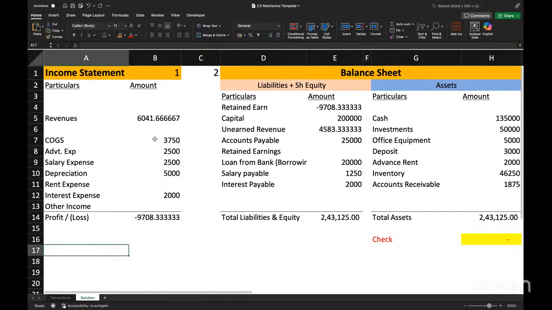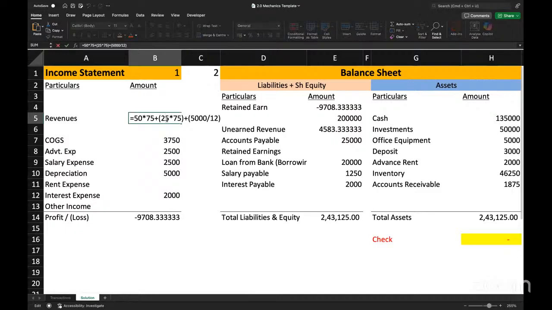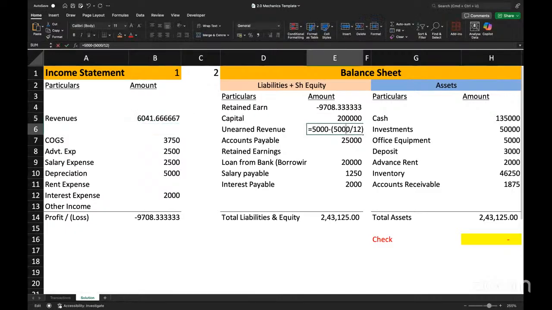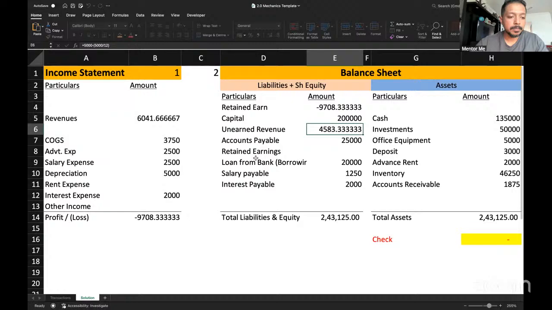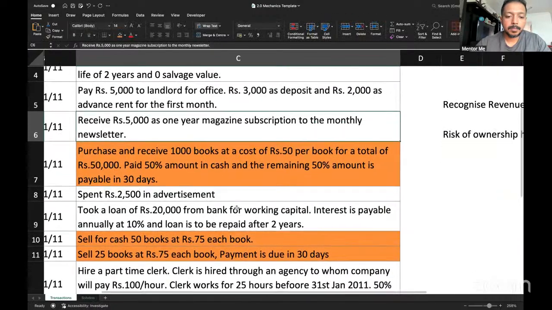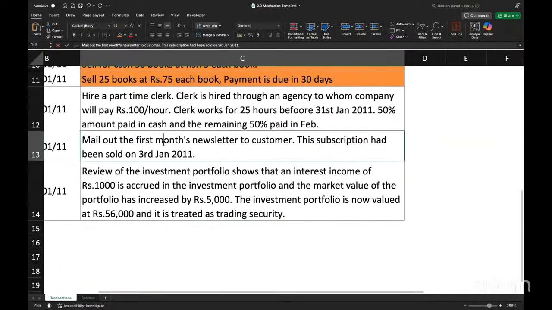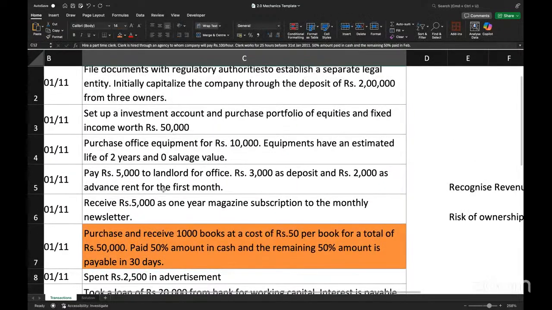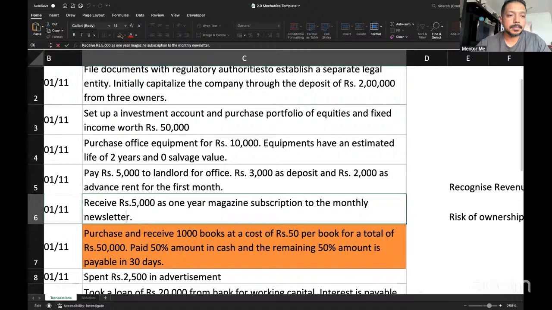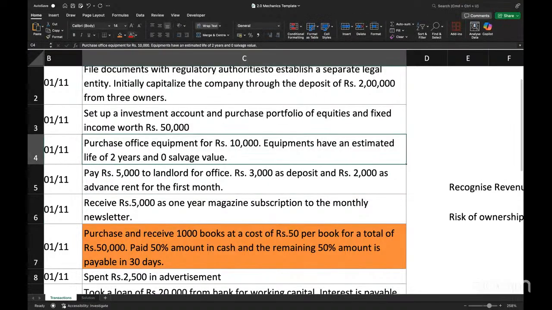Can you just take me to this statement of unearned revenue in the transactions part? Yeah. So this unearned revenue of 5,000. No, the previous entry. The first one. Yeah, where we made this entry. Yeah. This is: receive rupees 5,000 as 1 year magazine subscription to the monthly newsletter.